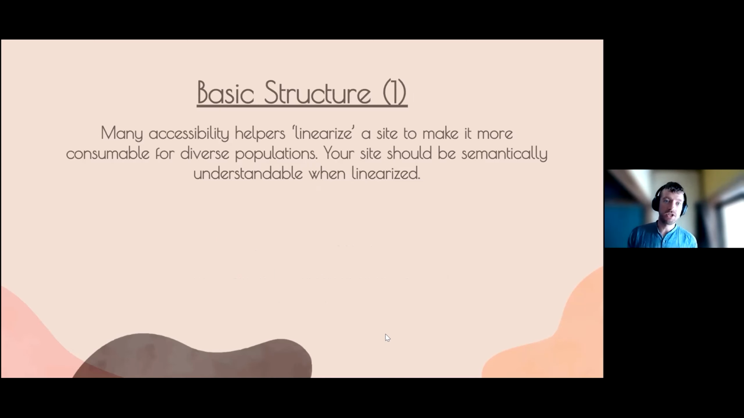And lastly, just a quick note on basic structure. So a lot of accessibility helpers will linearize a site to make it more consumable. And I'll get into what that means, but you need to make sure your site is semantically understandable when it's linearized. So linearized means it organizes all the information from top to bottom, like all the sidebars, puts it in one top to bottom row. So how do we know?